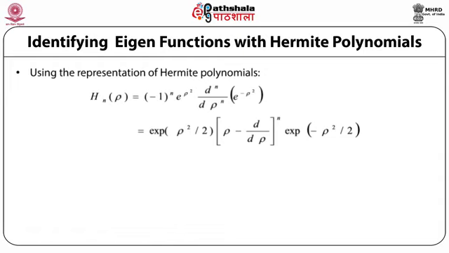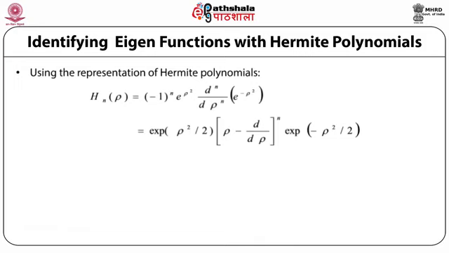Using this representation of the Hermite polynomial and defining the variable rho as alpha x, which is equal to under root m omega by h cross whole times x, and then using this relation, we see that the derivative of any quantity with respect to the variable rho, that is d by d rho, turns out to be equal to under root h cross by m omega whole times the derivative with respect to x, that is d by dx.